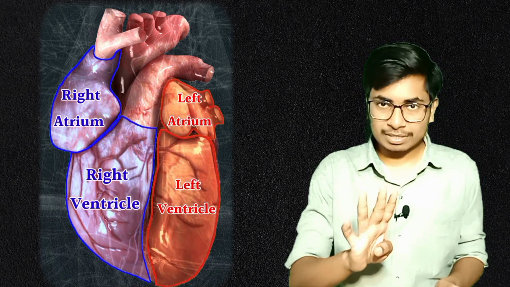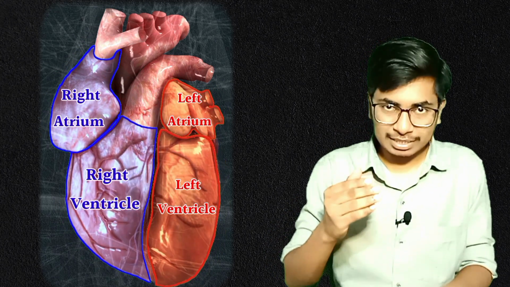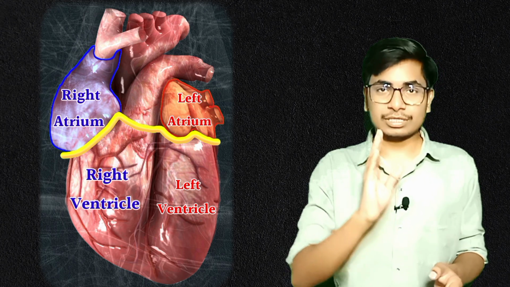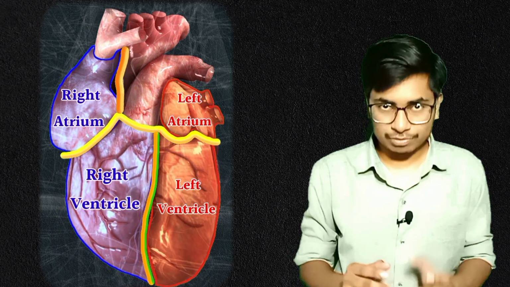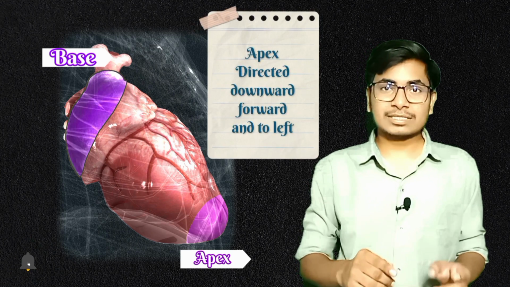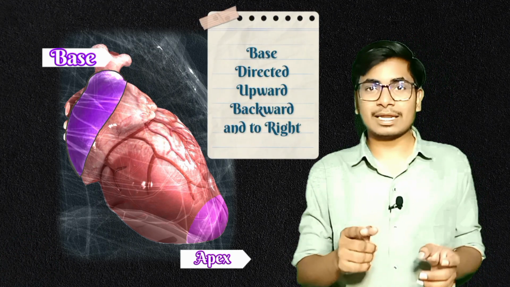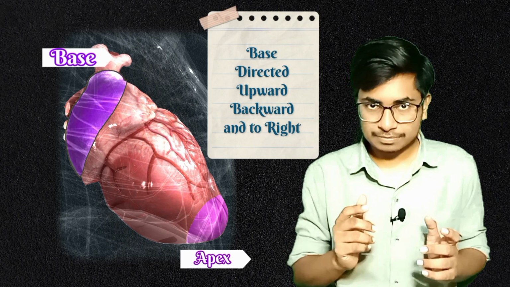All four chambers are divided by three grooves. In between the atria and ventricles there is the atrioventricular groove. In between the two atria there is the interatrial groove, and between the two ventricles there is the interventricular groove. The heart also has one apex and one base, in which the apex is directed downward, forward and to the left, and the base is directed backward, upward and to the right.